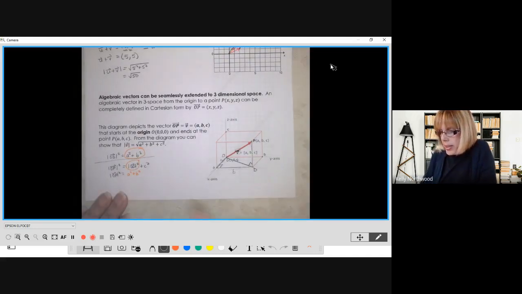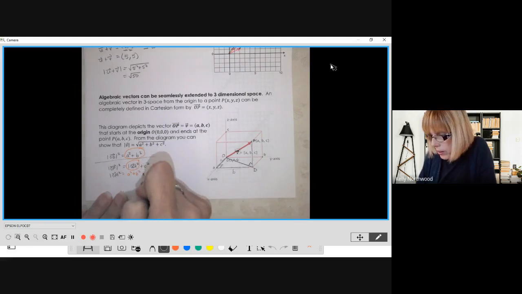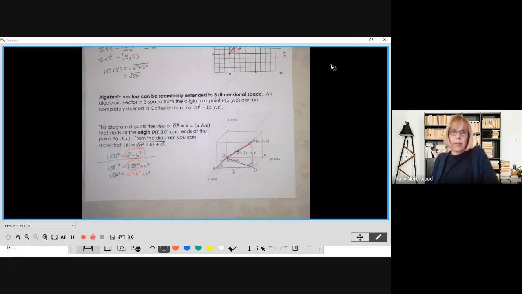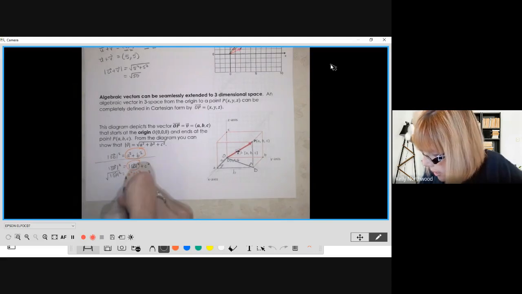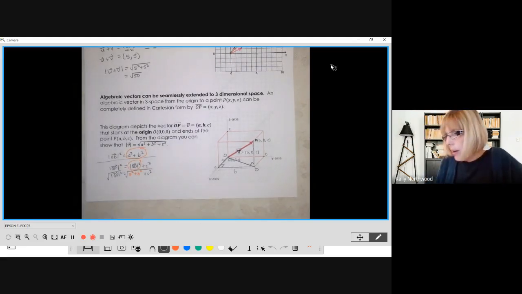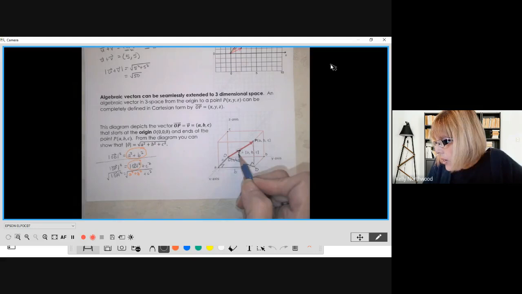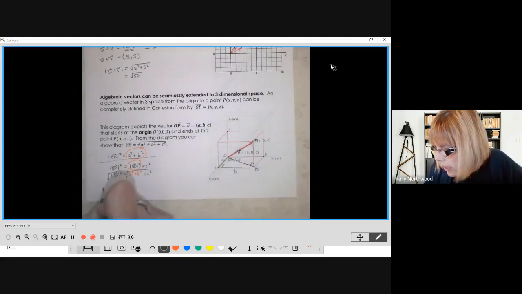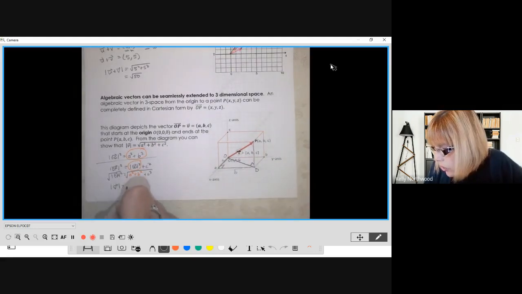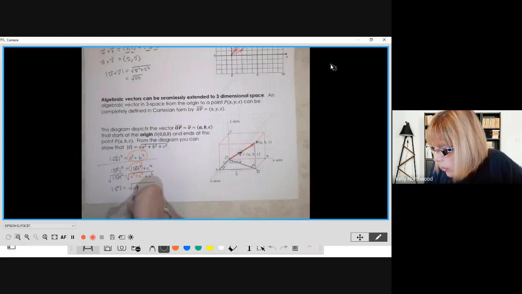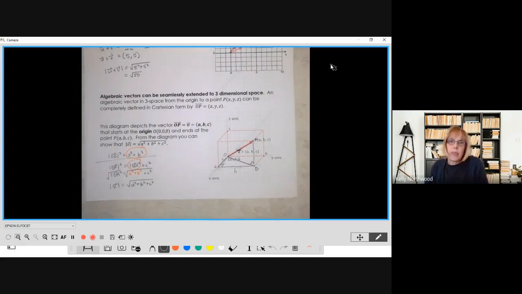So vector OD squared is A squared plus B squared. And then we still have our plus C squared. Square root both sides to get the magnitude of vector OP by itself. We're calling vector OP vector V. So the magnitude of vector V is just the square root of A squared plus B squared plus C squared. Really super easy to find the magnitude of a vector in 3 space as long as you know the 3 components. Very easy calculation to be done.